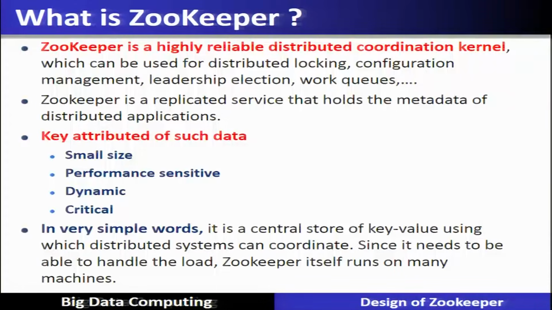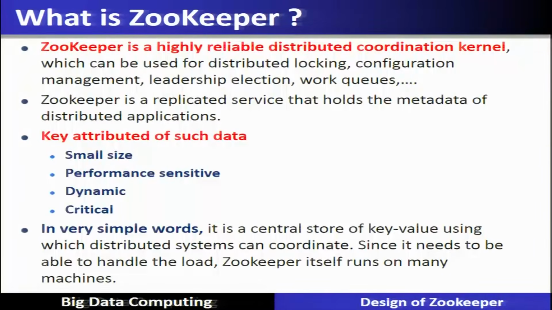So, what is Zookeeper? Having understood the coordination service, Zookeeper is a highly reliable distributed coordination kernel which can be used for distributed locking, configuration management, leader election, work queues, and so on. Zookeeper is a replicated service that holds the metadata of a distributed application. A replicated service means that the service runs on a cluster which consists of multiple nodes or multiple server machines. That is why it is called a replicated service.